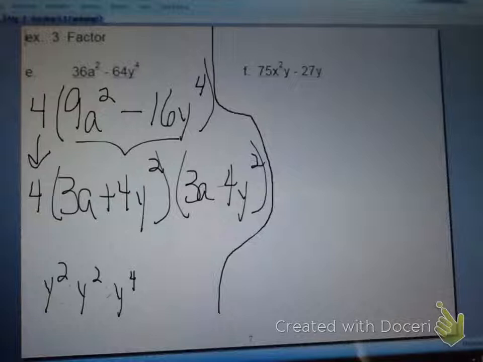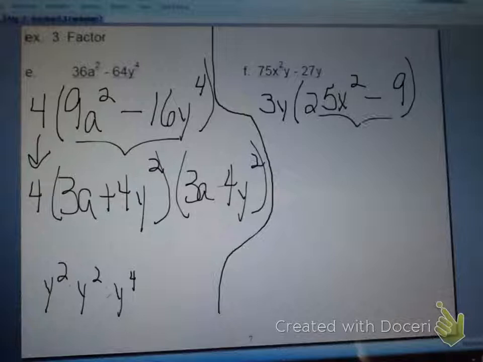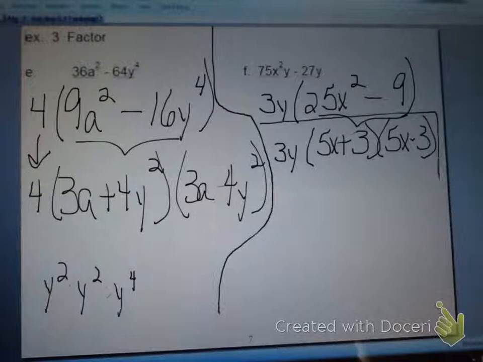Example F, I'm going to factor out a 3y as the GCF. Again, always look to see if you can factor out a GCF first. 3 goes into 75 25 times. Bring down the x squared. Y goes into y evenly. Minus 3 goes into 27 9 times. Y goes into y evenly. Now look at this remaining polynomial. That is a difference of two perfect squares. So you bring down the 3y and factor into 5x plus 3 times 5x minus 3. And that is your answer completely factored.